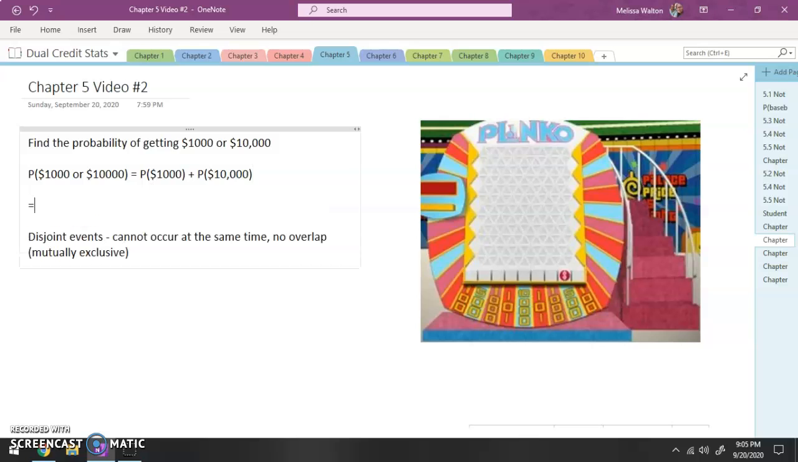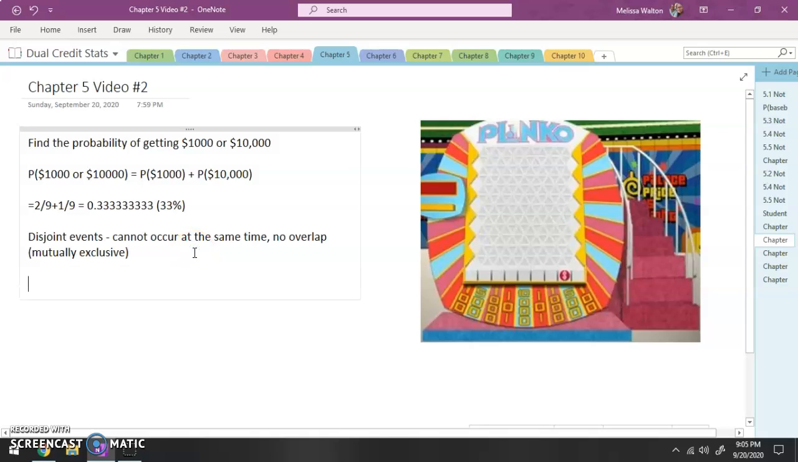And just like last time, I'm going to go ahead and calculate this. 1,000, I have two of them, 2 out of my 9, plus I have one that is 10,000, so 1 out of 9. So if I were to add those 2 ninths plus 1 ninth, that's the same thing as 3 ninths. This comes out as 0.33 repeating, so right around 33% of the time you can be expected to have a 1,000 or a 10,000. You can't have both of them at the same time. You can only have one.